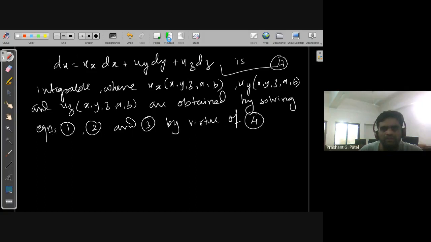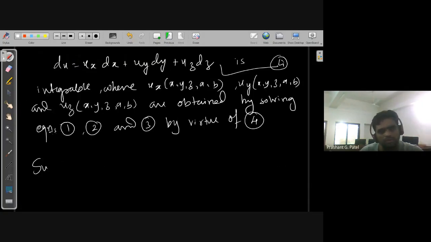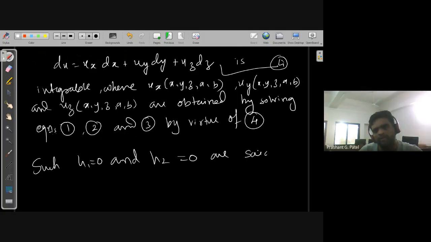Such h1 equal to 0 and h2 equal to 0 are said to be compatible with f equal to 0.